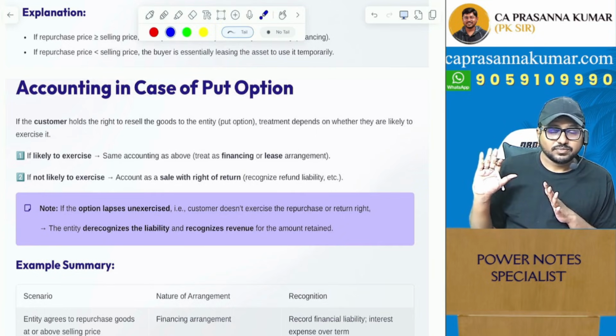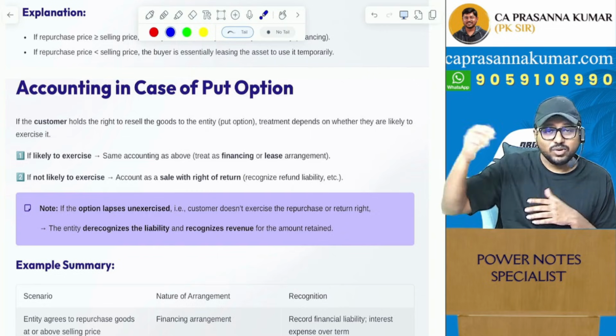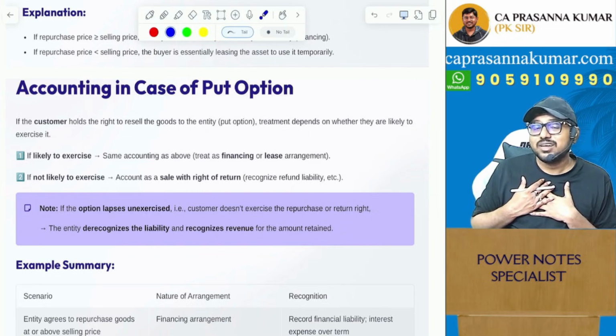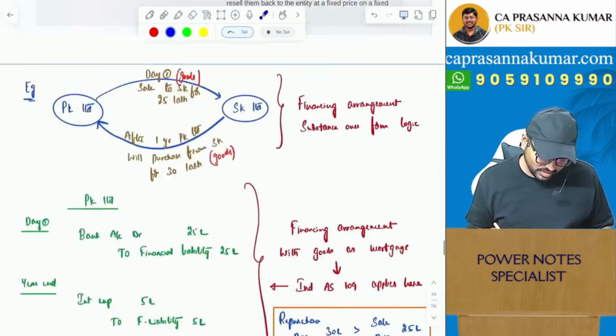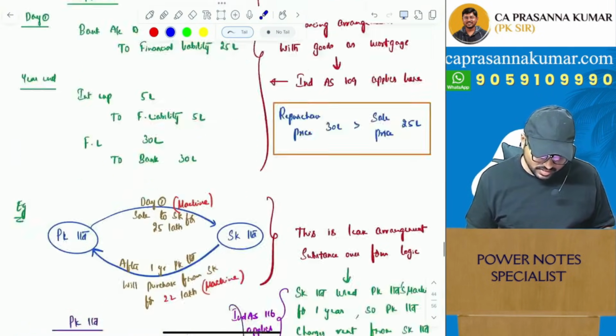Got the point? If he lapses the option, then only do I get confirmation that he is not going to return the goods. In that case, I can recognize that as revenue. Therefore, it will be referred to as sale with right of return. That's what I've written here in the heading. Sale with return right.